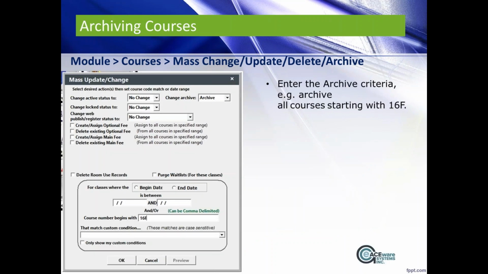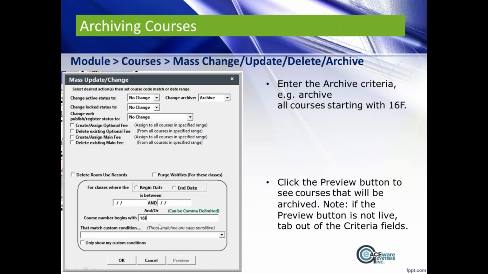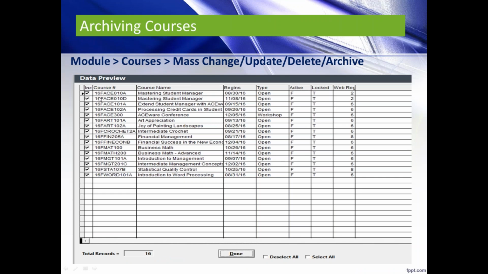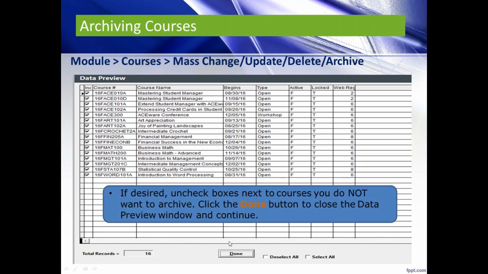When you're doing the mass change archive, you enter the archive criteria, such as course number begins with. Once you have put in the criteria, you can get a preview, so you can see the courses that would be archived. You could look through and say, oh my gosh, wait a minute, intermediate crochet, that's that special course, and we don't want to archive it because there's some reason for that. You can uncheck it from the list, hit the done button, and you'll move those courses into an archive area.